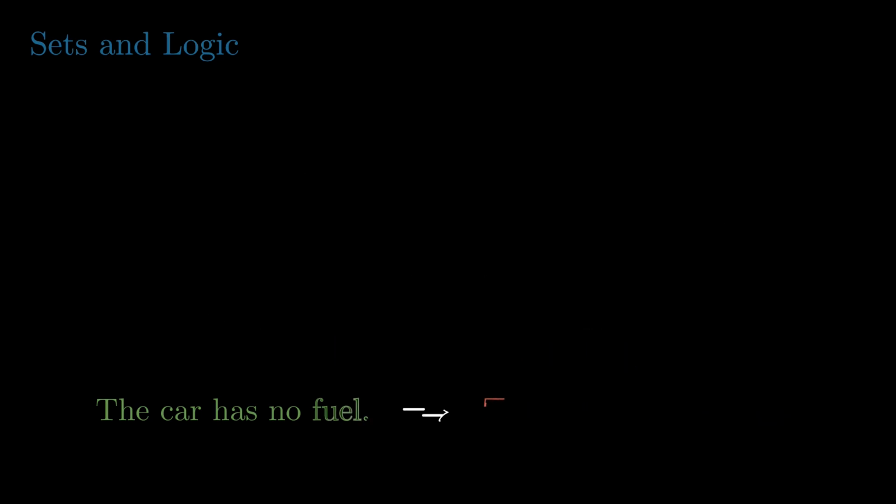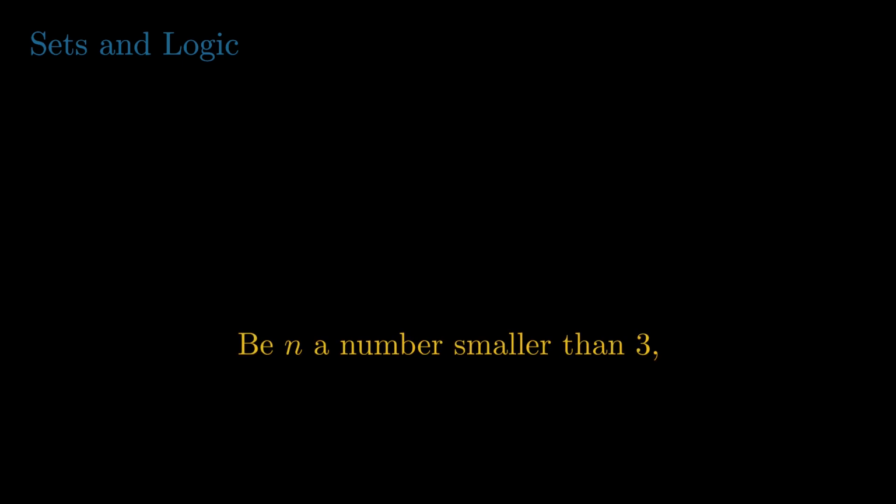This kind of reasoning can also be performed with numbers. Let's consider the following syllogism. Being n a number smaller than 3, being n an even number, then n is 2. This can be proven using sets.